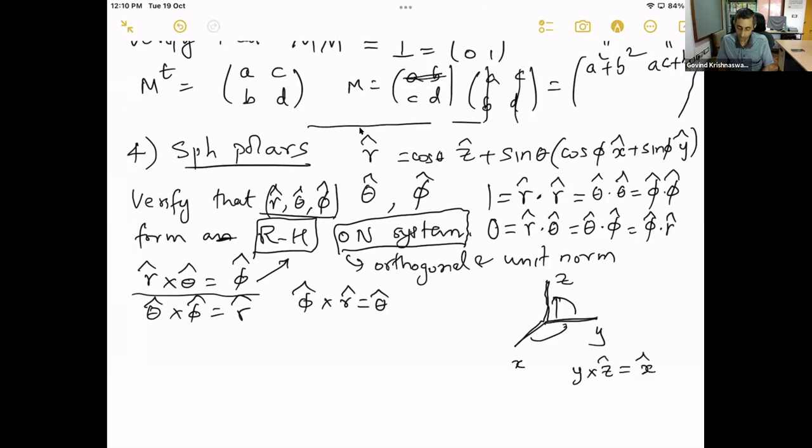Of course, these are all hats, and x cross y equals z. And then there's the third one. If I take z cross x, I will get y. So these are all true for this system. Now, what you're asking is a proof that if one holds, the others will hold. So this requires a little calculation.